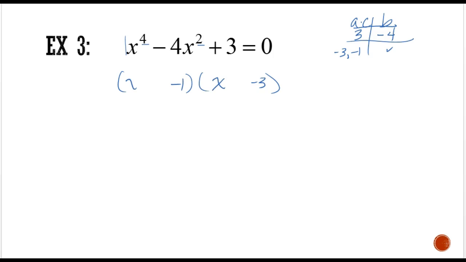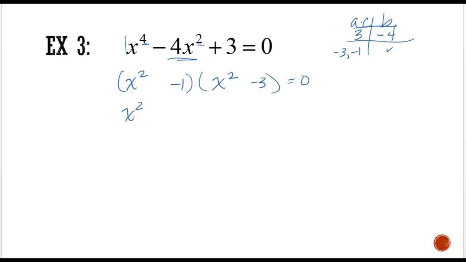We know it's x something, but x to what power times x to what power would give me x to the 4th? Well, if I put x squared in both of these and I FOIL it back out, I'm going to get a middle term of negative 4x squared, which is what I wanted. And if I FOIL the first terms, x squared times x squared, I would get x to the 4th, which is what I wanted as well. So we're in business here.